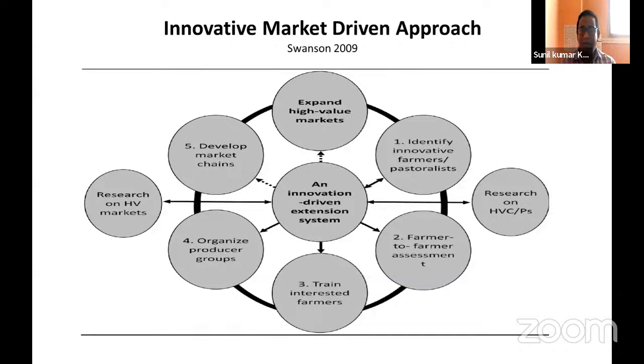One of the innovative market-driven approaches given by Swanson, 2019, is this: whenever you are going to develop some market strategy for your product, you have to identify the innovative farmers who can grow your product. After that you can go to the farmers' assessment, that is, what type of commodities and markets are there for particular commodities. Then you can train your interested farmers who can be linked with your system, and you may organize them into producer organizations, and similarly those producer organizations themselves can build a market share in the country. So this type of thing can be adopted by different types of agencies or the marketplace.